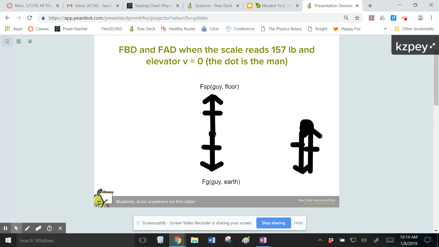Here we go. What happens to your weight in an elevator? What's he touching? Scale, right? He's standing on the scale. Mitchell. I woke up like half an hour late. I still got elevator?